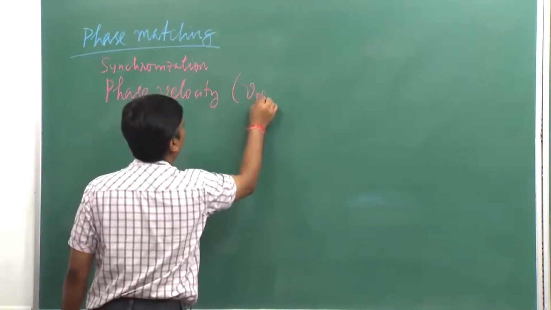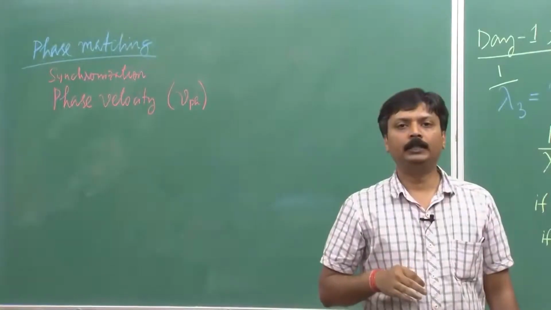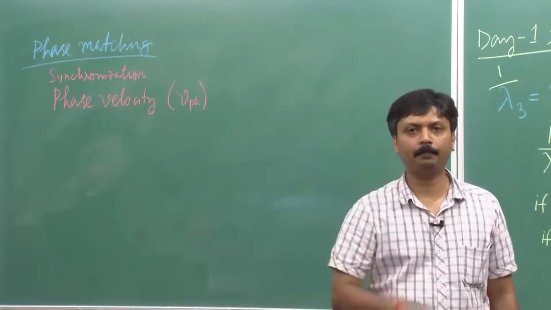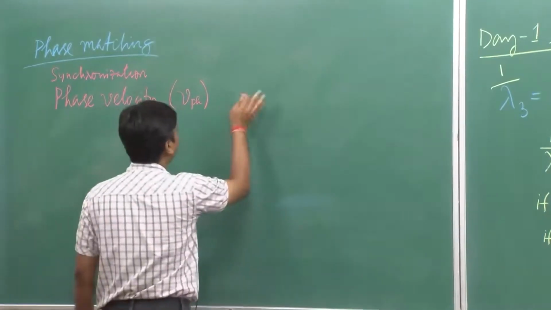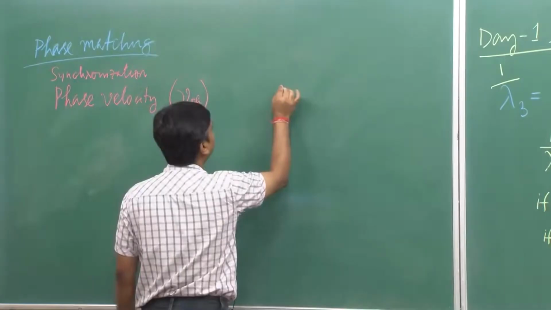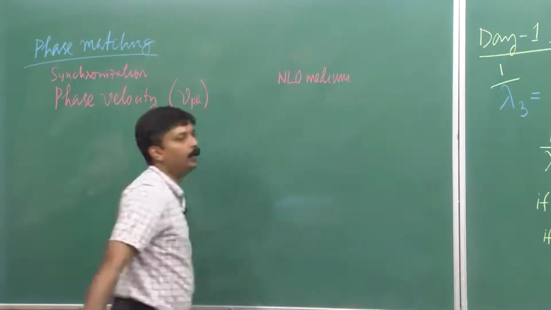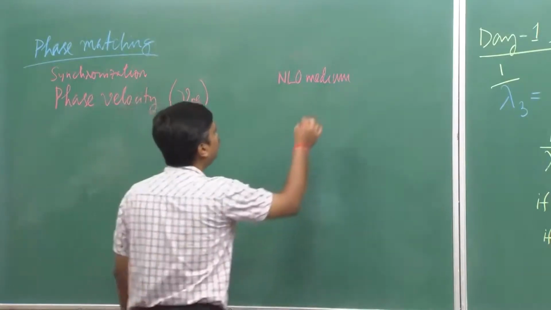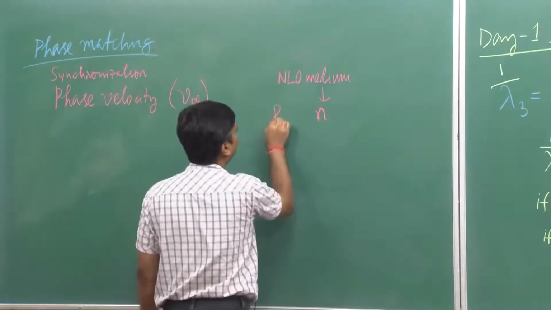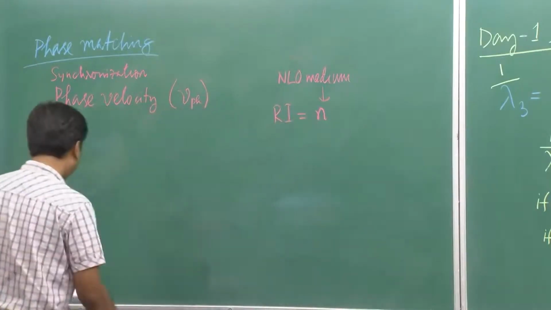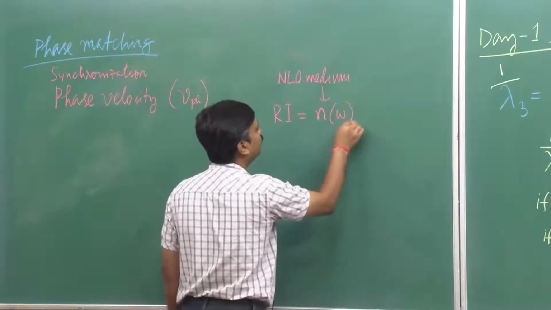Phase velocity is the velocity of a light wave, which is essentially a plane wave, when it propagates through a medium, correct? And this medium we generally characterize by the refractive index. Okay. So, if I take an NLO medium through which the wave is propagating, and we are considering a velocity as phase velocity, this nonlinear medium is characterized by refractive index equal to n. Okay. And this refractive index in general is frequency dependent.